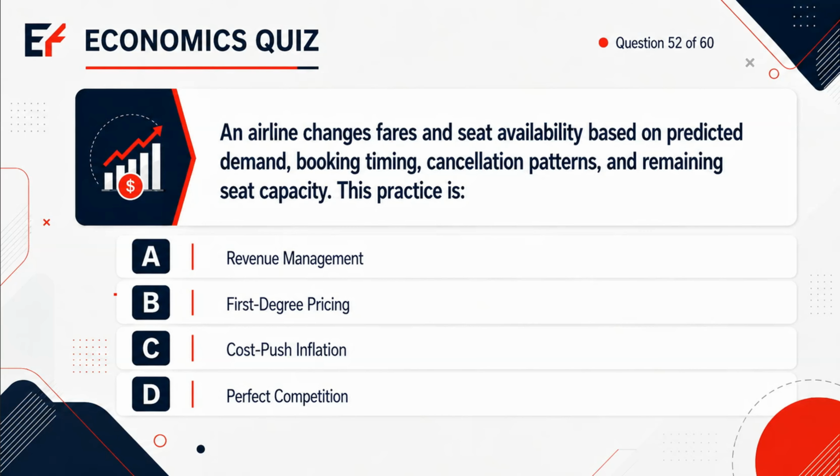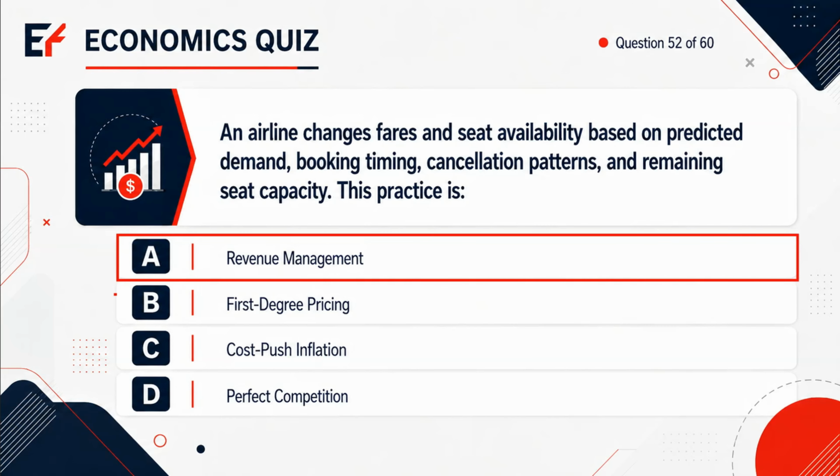Question 52. An airline changes fares and seat availability based on predicted demand, booking timing, cancellation patterns, and remaining seat capacity. This practice is A. Revenue management, B. First-degree pricing, C. Cost-push inflation, D. Perfect competition. The correct answer is A.